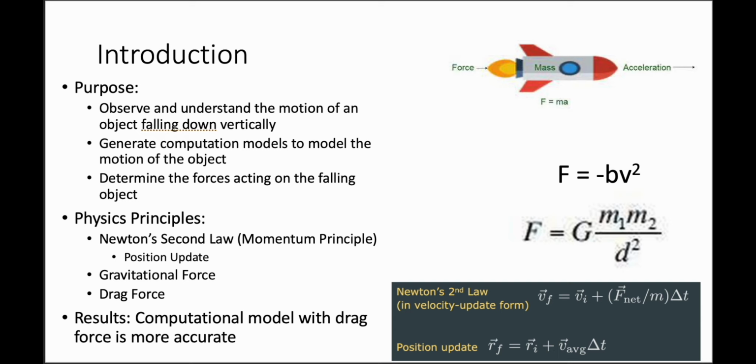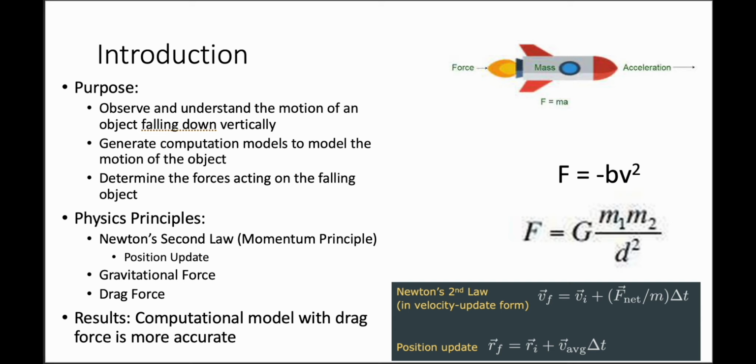We also explore the gravitational force, which the equation is shown as F equals big G times m1 m2 over the distance squared. The gravitational force acts on the object that is falling vertically, and so we experience its effects in this lab. In addition, the object experiences the drag force, whose equation is shown as F equals negative B times v squared. We examine the effects of the drag force in this lab as well.